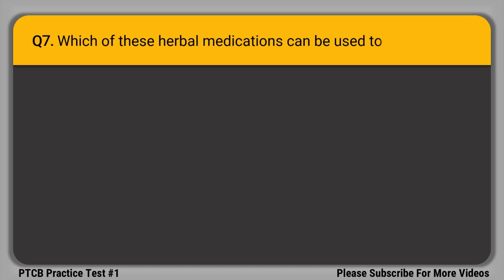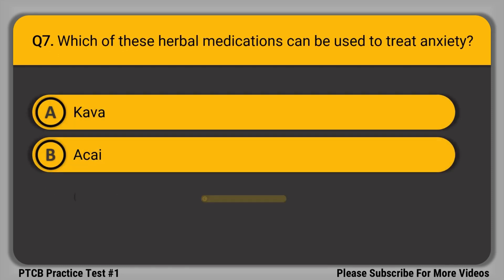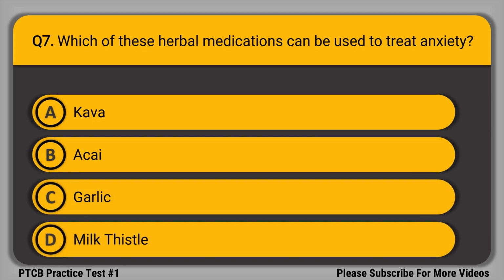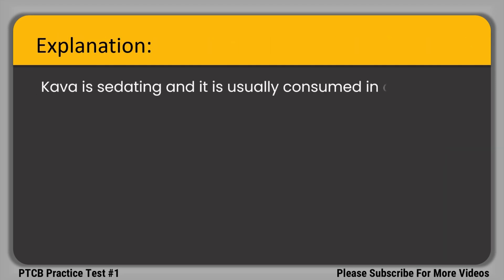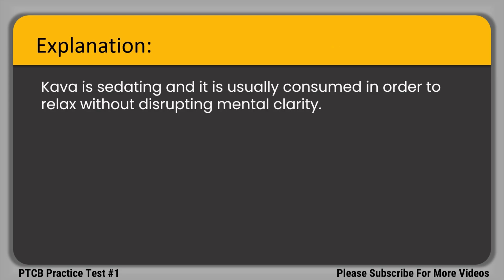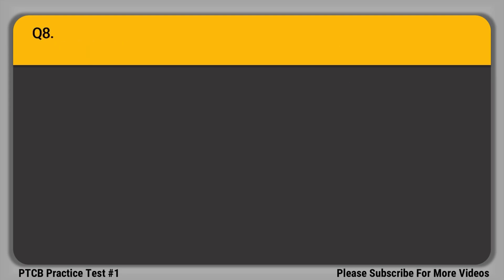Question 7. Which of these herbal medications can be used to treat anxiety? A. Kava. B. Acai. C. Garlic. D. Milk thistle. A. Kava. Kava is sedating, and it is usually consumed in order to relax without disrupting mental clarity.